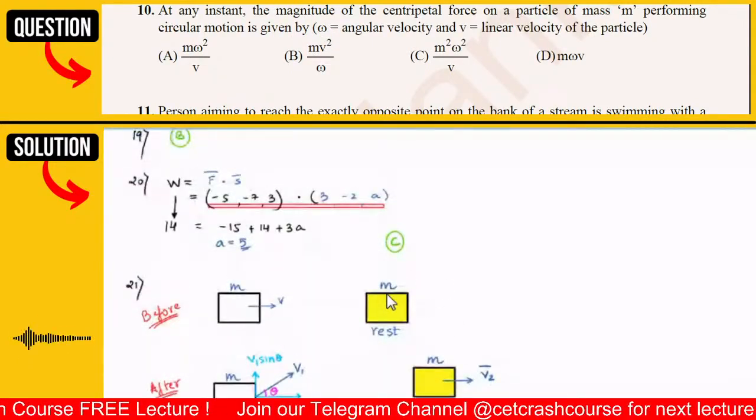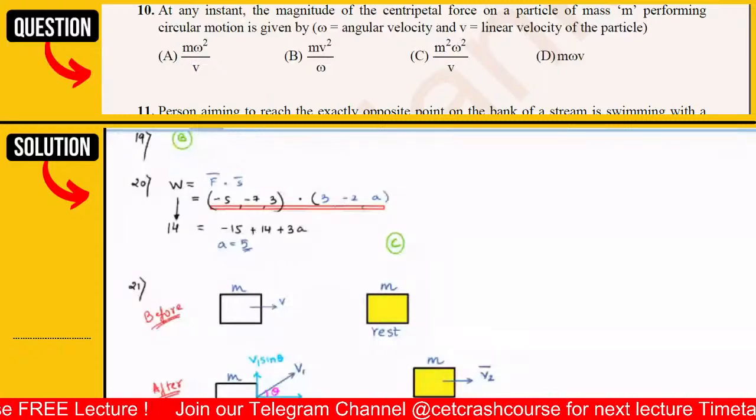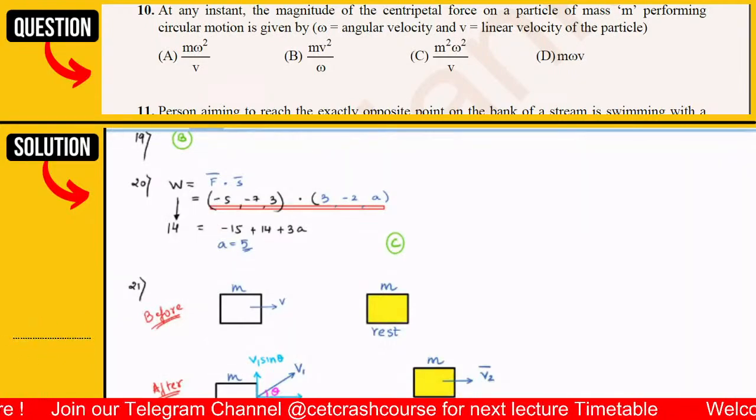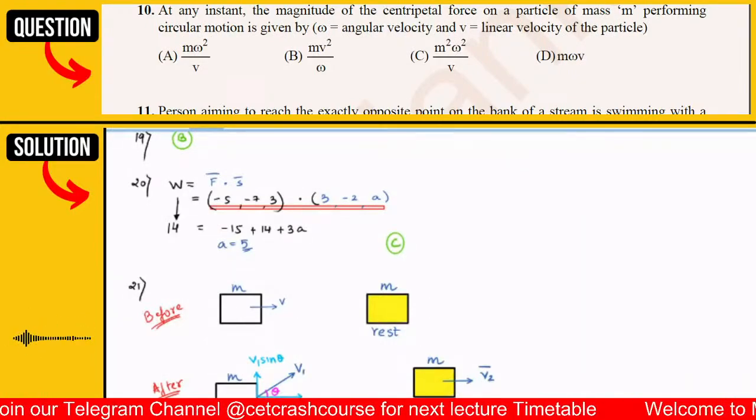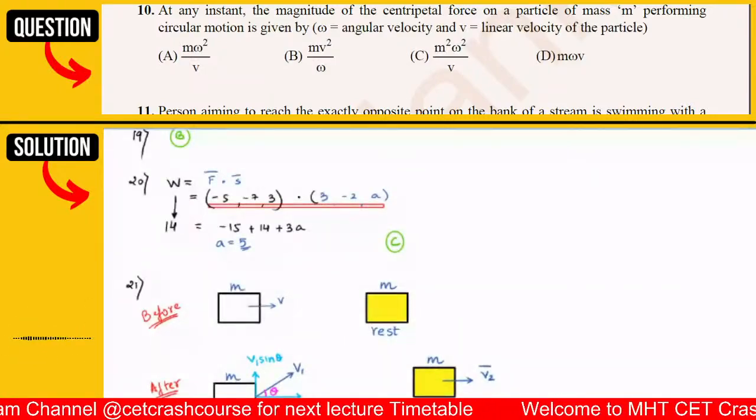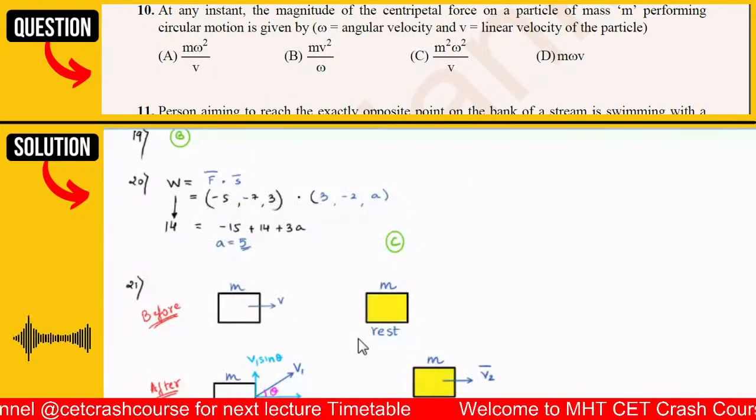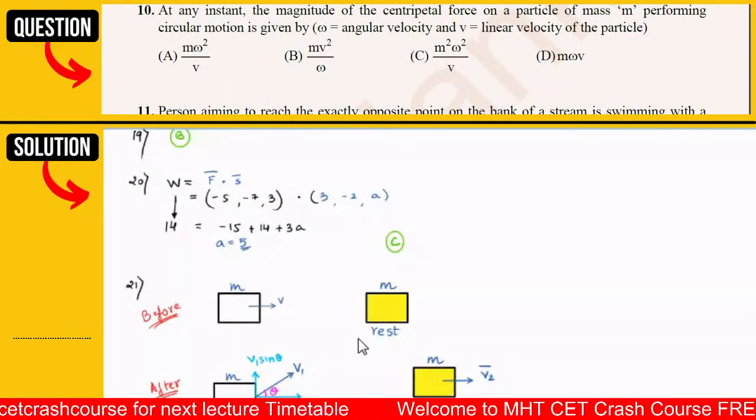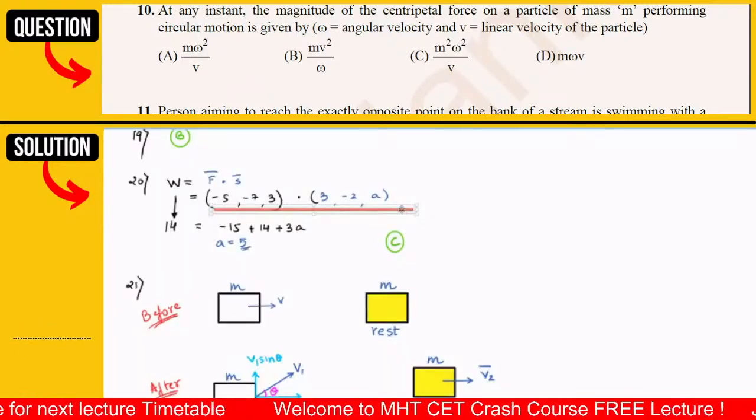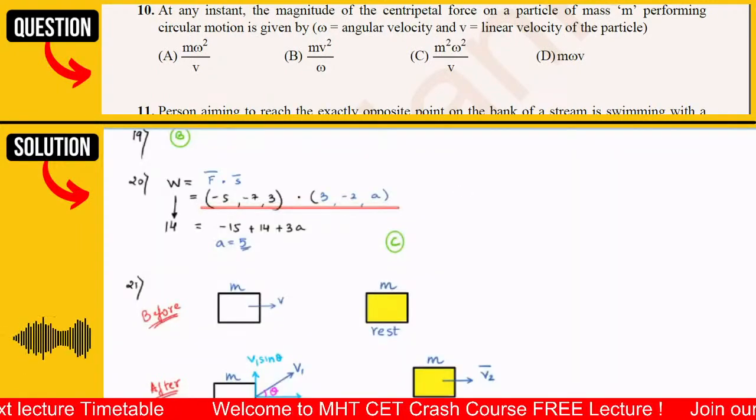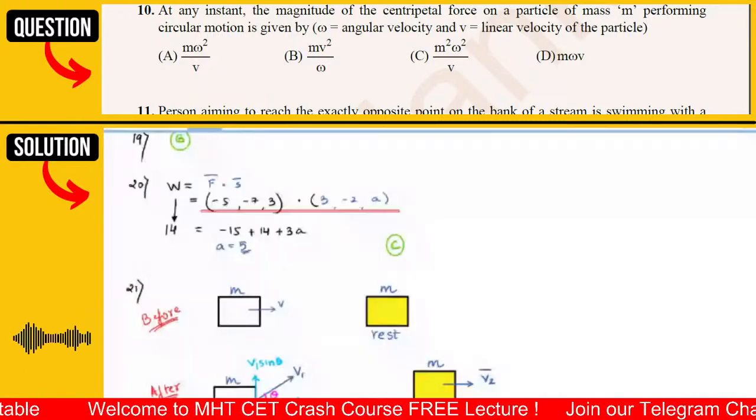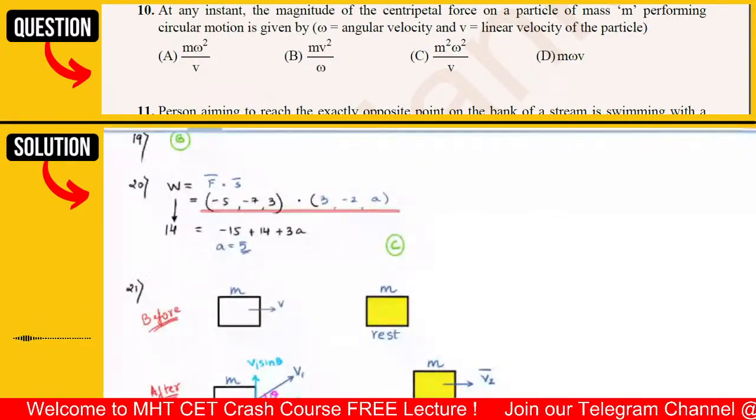That brings us to the 20th question. A force vector is given to us, producing a displacement vector. If the work done is 14 joules, what is A? Do you remember work is force times displacement? Yes or no? Work is force dot displacement. Now look, I have written the vectors in terms of coordinates, so the coordinates of force and displacement I have written. When I solve that, I get the answer as 5. That is option C.